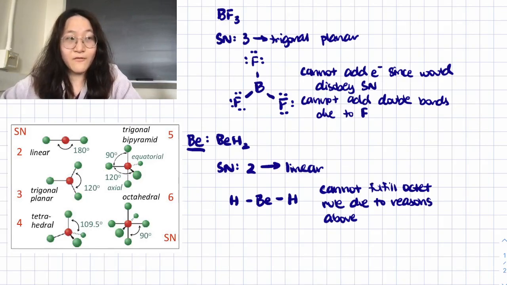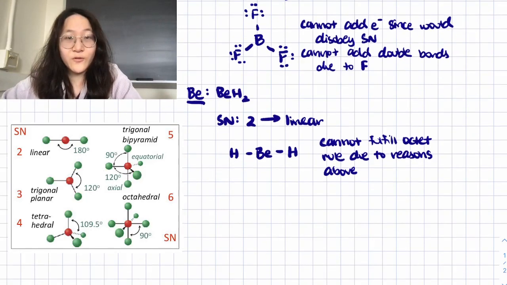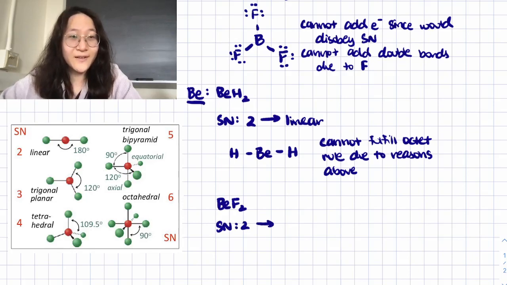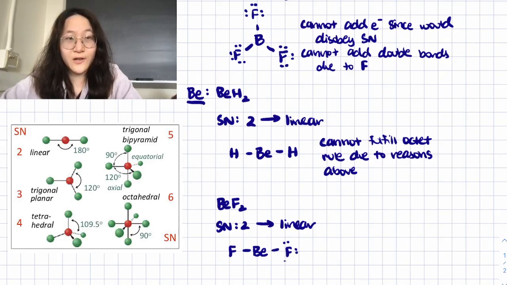Now let's take a look at our final example, beryllium with 2 fluorines, so BeF2. Once again, we have a steric number of 2. You'll find that all of these trends are very similar. This makes it linear, and so you'll have Be with 2 fluorines to the left and right of it. Once again, fluorine will be able to fulfill its octet, but beryllium will not, because beryllium has a steric number of 2, and adding any electrons to that would change the steric number.